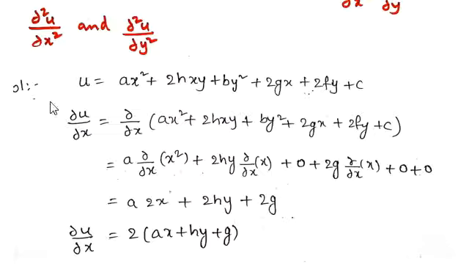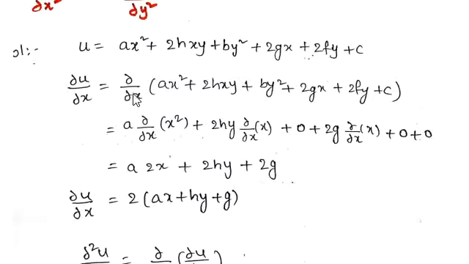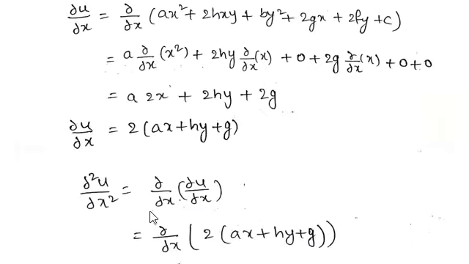And we require ∂²u/∂x² also. So ∂²u/∂x² means we can write ∂/∂x of ∂u/∂x. We got the value of ∂u/∂x, and once again we have to partially differentiate this with respect to x, so that we get ∂²u/∂x².